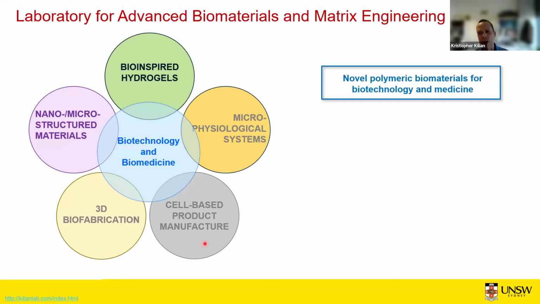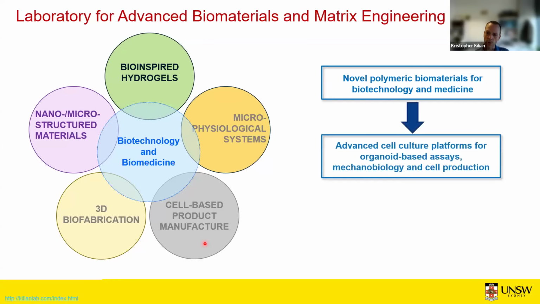And the reason we want to do that is because by simplifying, we can better establish structure-function relationships. We can understand how our materials design leads to various activities in populations of cells, for instance. And then from these, we're always looking for opportunities where we can use some of these new biomaterial systems for things like advanced cell culture for manufacture, but also we're very excited about the future of organoid-based microphysiological systems, and we do a bit of mechanobiology as well.